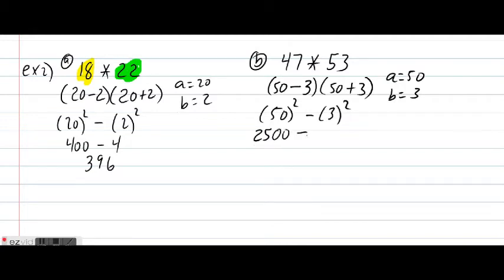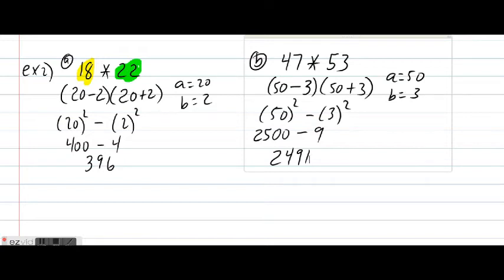2,500 minus 9, 2,491. Alright? So this is how those people do that math real fast in their head. They do these little types of tricks. Again, I can't stress enough, during a standardized test, just grab your calculator. But during one of my quizzes, make sure you know how to do this type of problem.